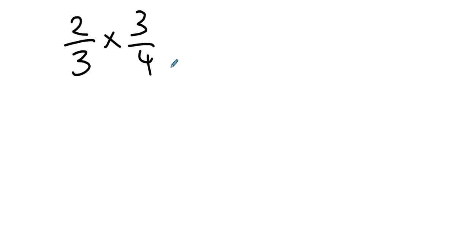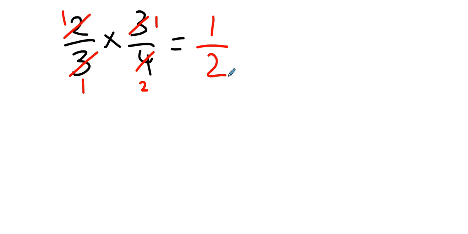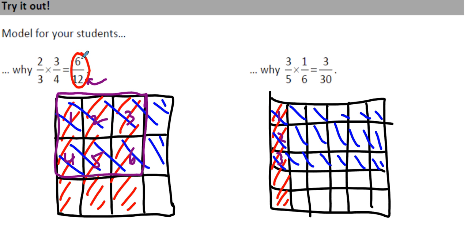Now, I know what you're saying. What about cross-canceling? What about the thing that our teachers told us, where they said, oh, well, 2 goes into 2 and 2 goes into 4, and then 3 goes into 3, 3 goes into 3, so it's really 1 times 1, and it's really 1 times 2. Is that still right? Well, yes, 6/12 is 1/2.